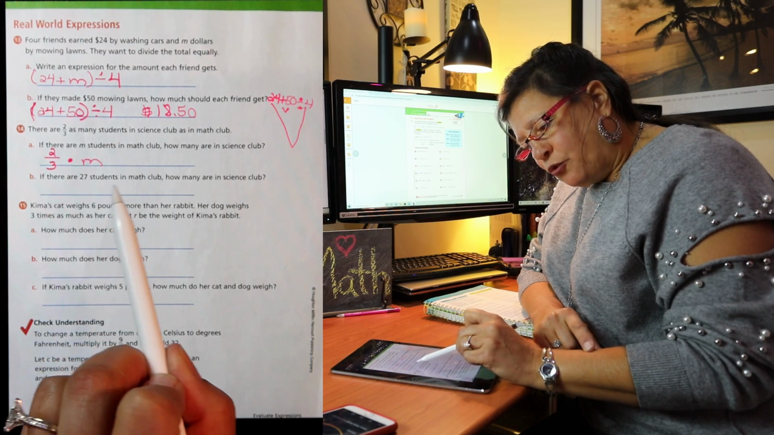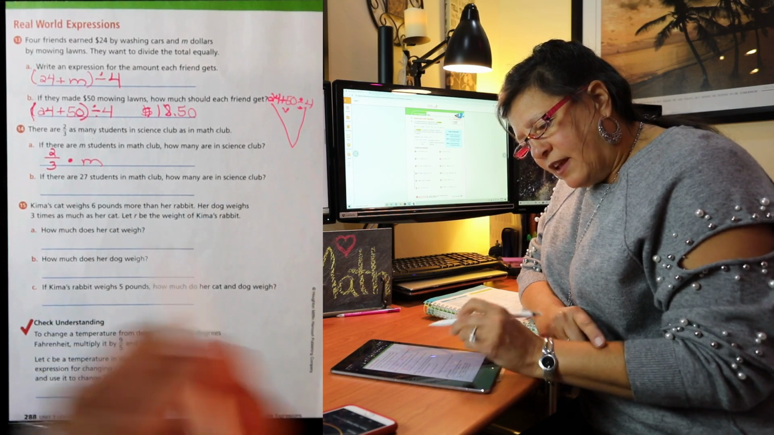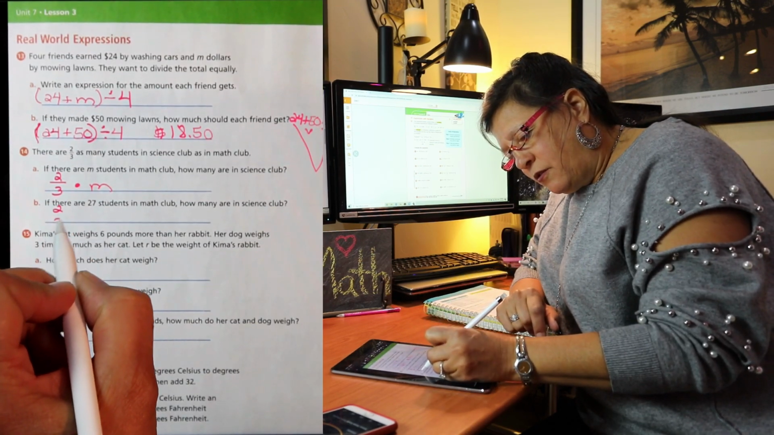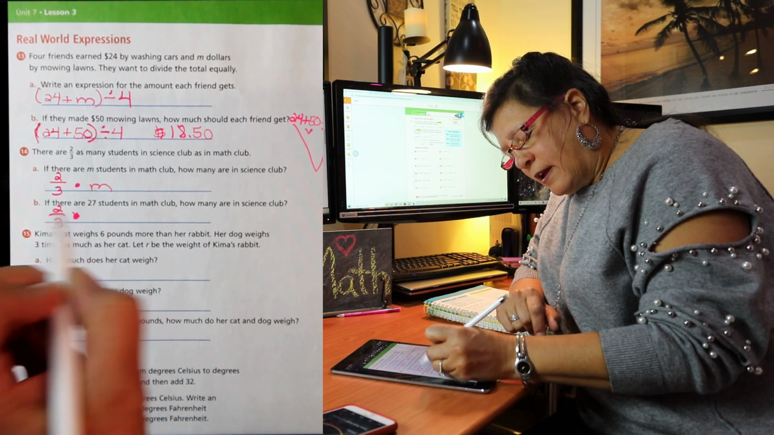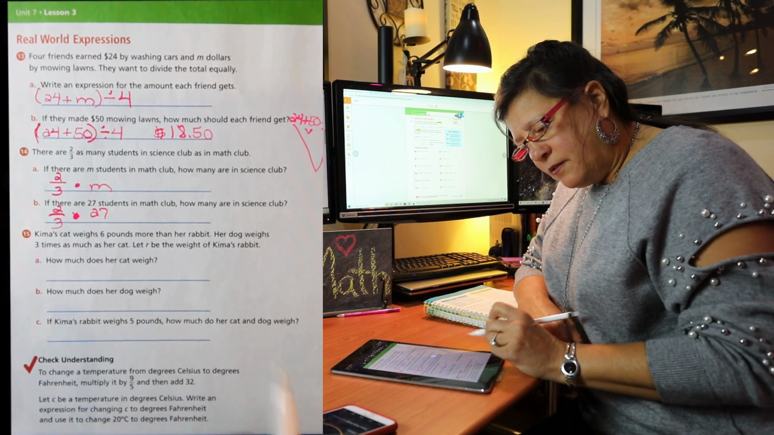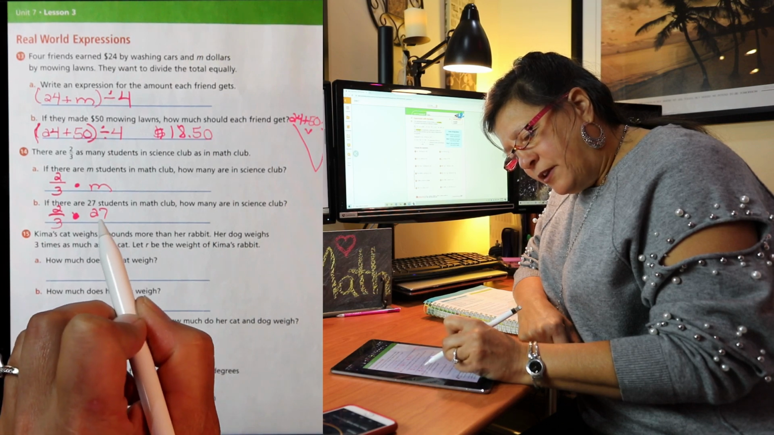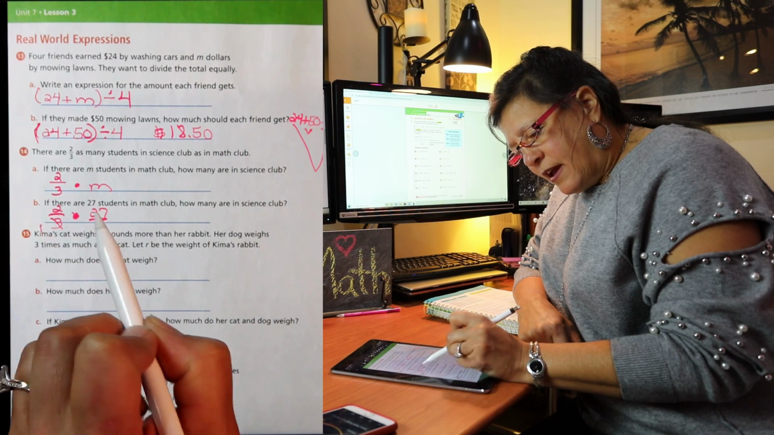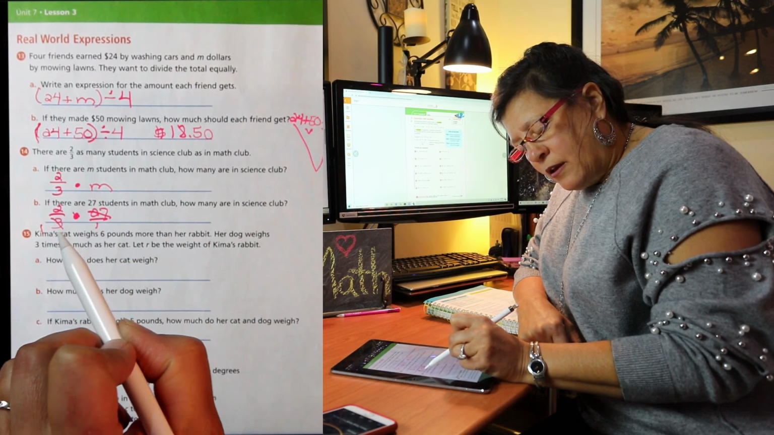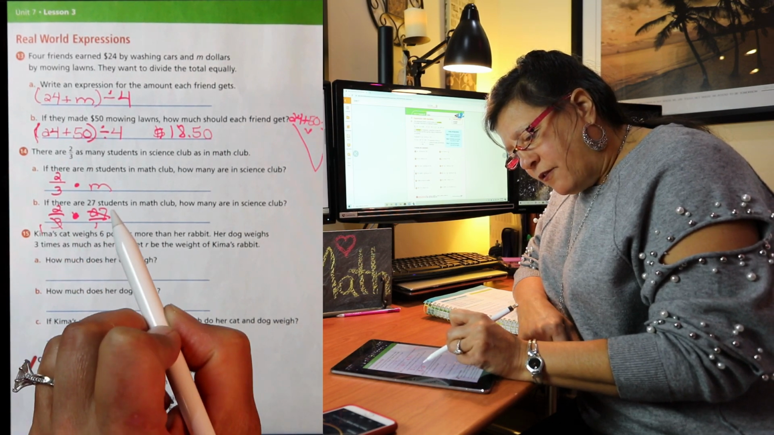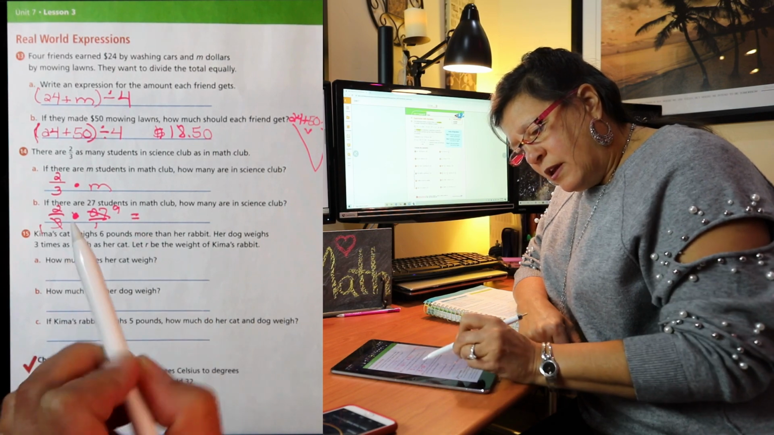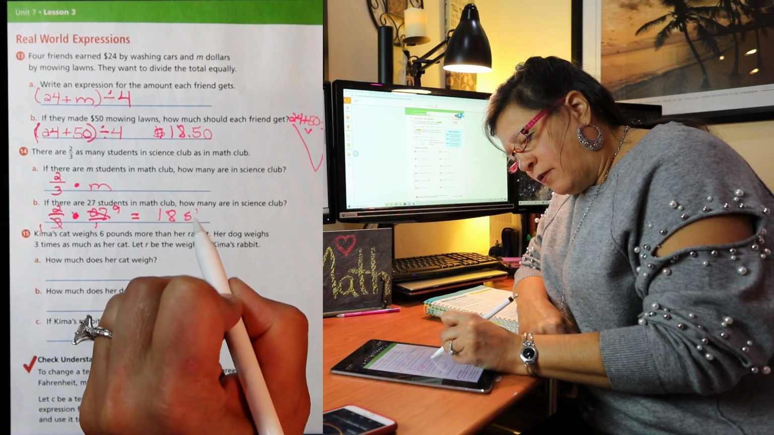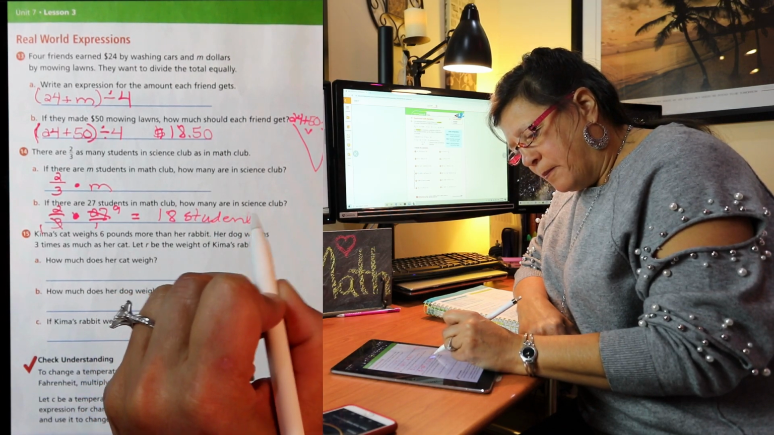For B, if there are 27 students in math club, how many are in the science club? Well, 2/3, and we're going to replace M. So 2/3 times 27 students. Get 2/3 of 27. You're going to take your whole number, put it over 1, simplify if you can. 3 divided by 3 is 1. 27 divided by 3 is 9. 9 times 2, there are 18 students in the science club.